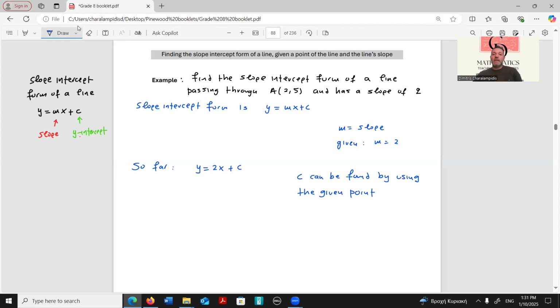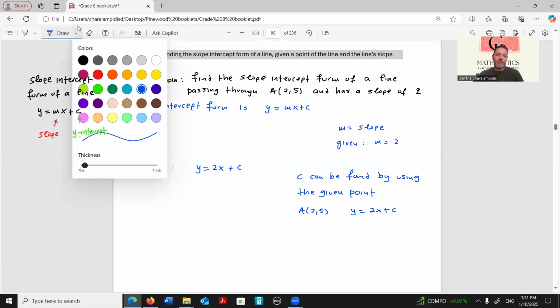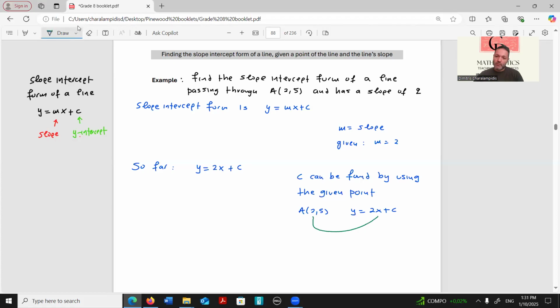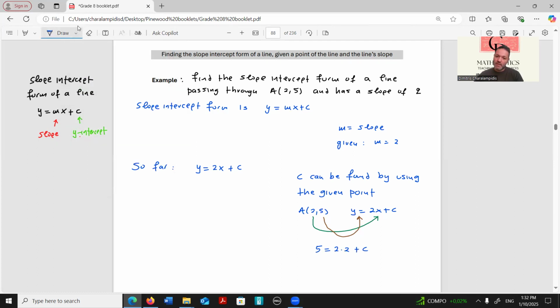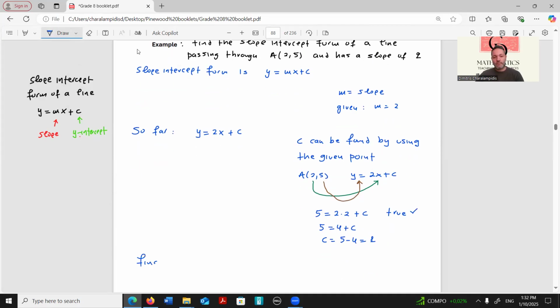In our case, this means that since we know that this point with coordinates 2 and 5 lies on this line, which is y equals 2x plus c, if we take the x coordinate and substitute it instead of x, and then the y coordinate and substitute it instead of y, what will come up under these substitutions, 5 equals 2 times 2 plus c, has to be true, which means that 5 is equal to 4 plus c, which further means that c equals 5 minus 4, which is equal to 1. And finally, the line we were looking for has the equation y equals 2x plus 1.